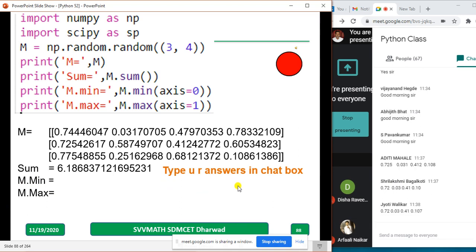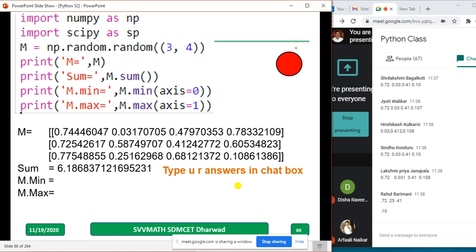Axis equal to 0. Good. Many students have typed. Jyoti, Walika, Hrishikesh Kulkarni. But answers are not the same. Hrishikesh is different. Sri Lakshmi is different. Okay, Sindhu, Lakshmi, Rahul. Again, answers are not the same. Hope all of you are typing minimum. Later you can go for a maximum. Just type it. Let it be wrong. No problem. Akshita Reddy.